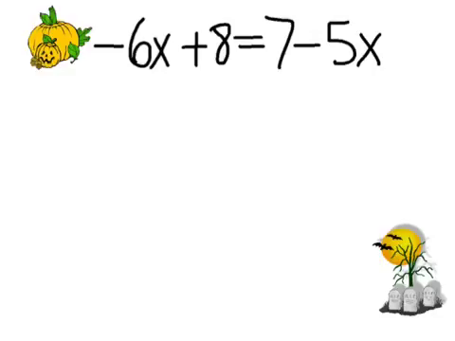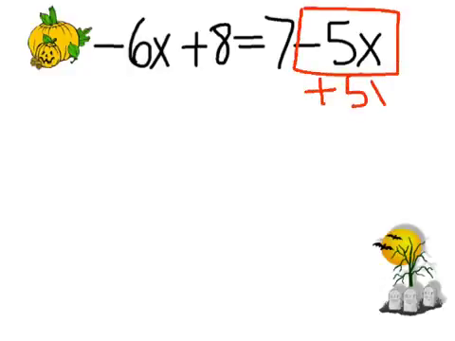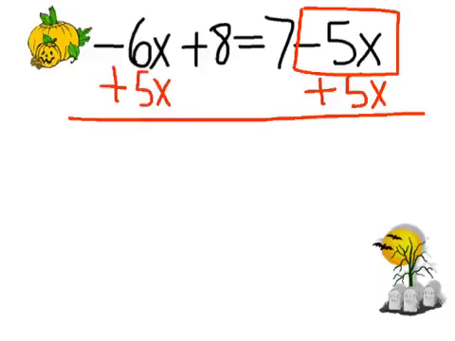Alright, practice problem number 3. Problem, we have negative 6x plus 8 is equal to 7 minus 5x. Alright, what's our first step? Plus 5x. Right, we have a negative 5x, which means we need to add 5x to both sides. What do we have on the left side after we do that? Negative 1x.